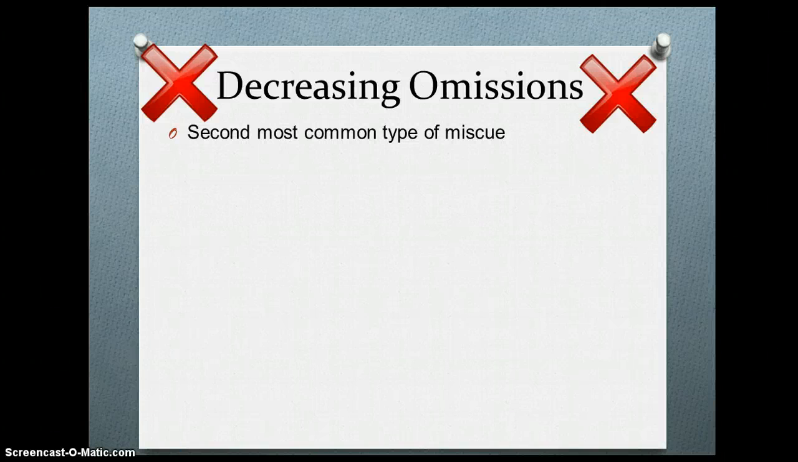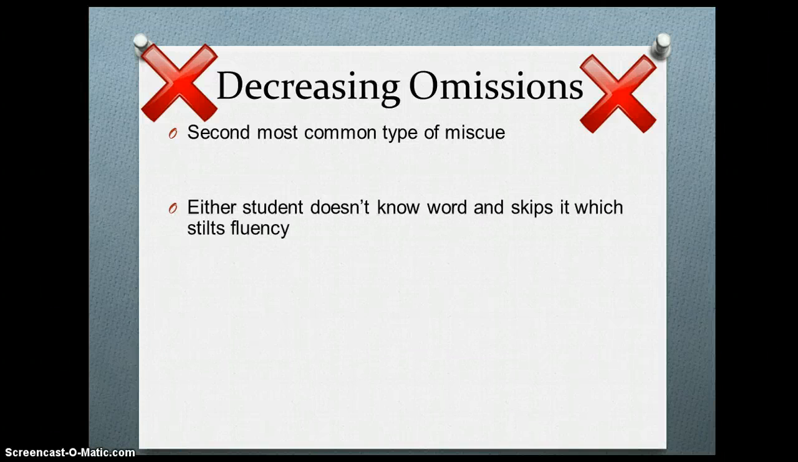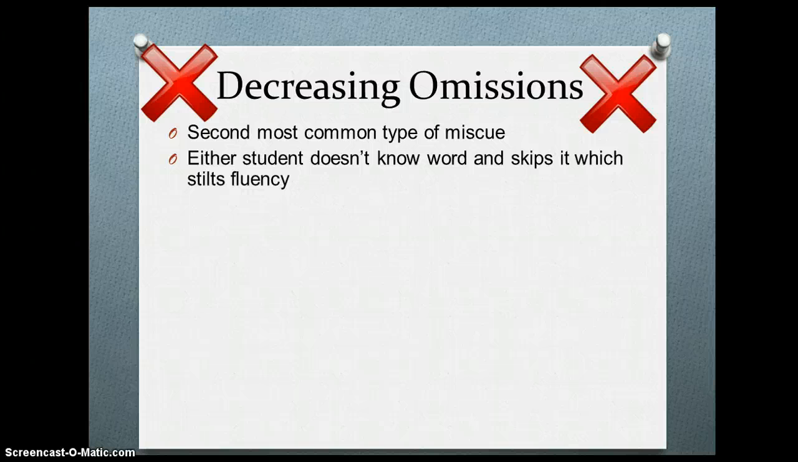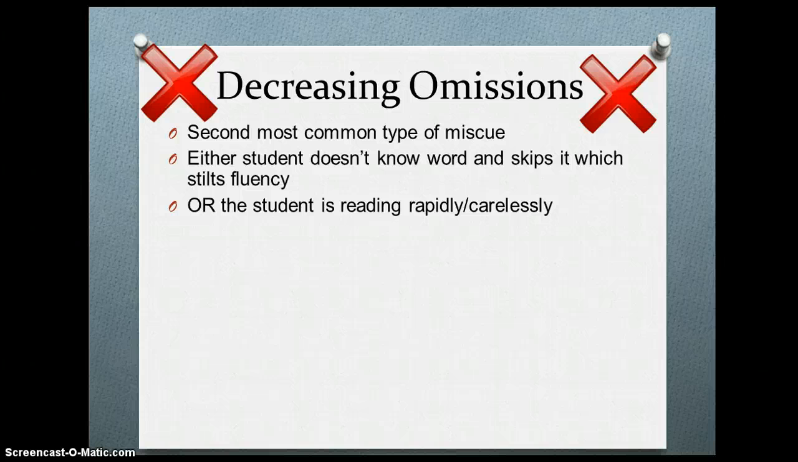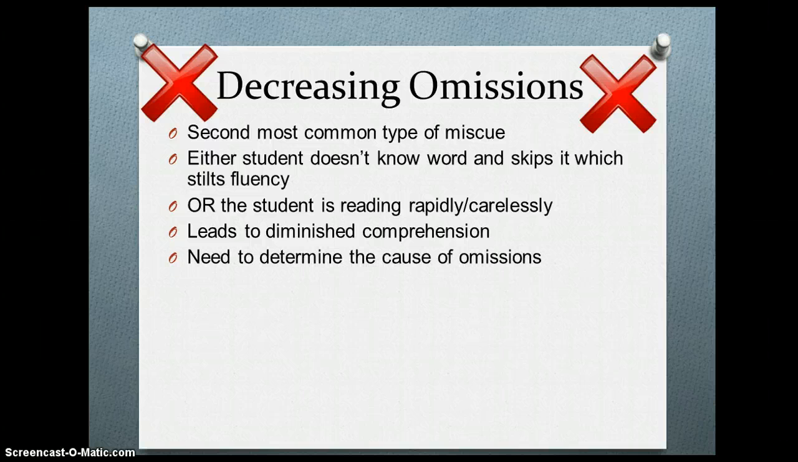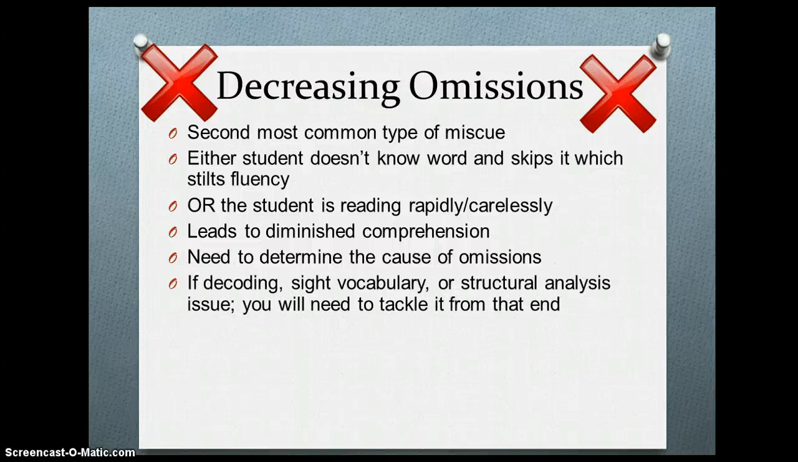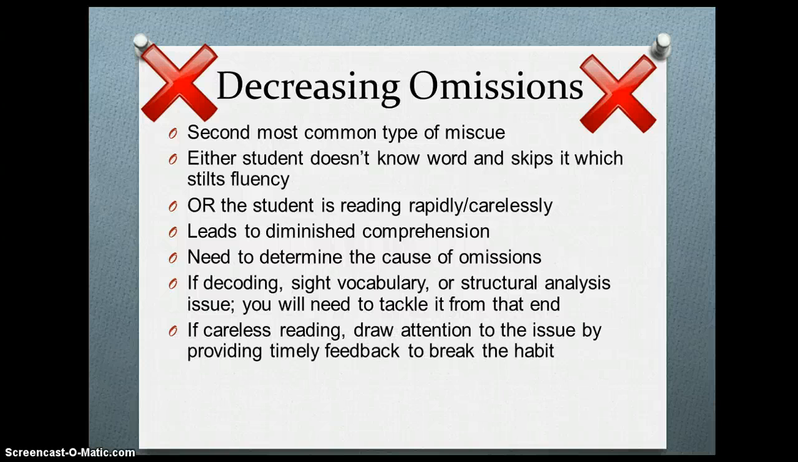Decreasing omissions. Omissions are the second most common type of miscue. Either the student doesn't know the word and skips it, which stilts fluency, or the student is reading rapidly and as a result carelessly. Omissions lead to diminished comprehension, and you need to determine the cause of the omissions. If it's a decoding, sight vocabulary, or structural analysis issue, you will need to tackle it from that end.